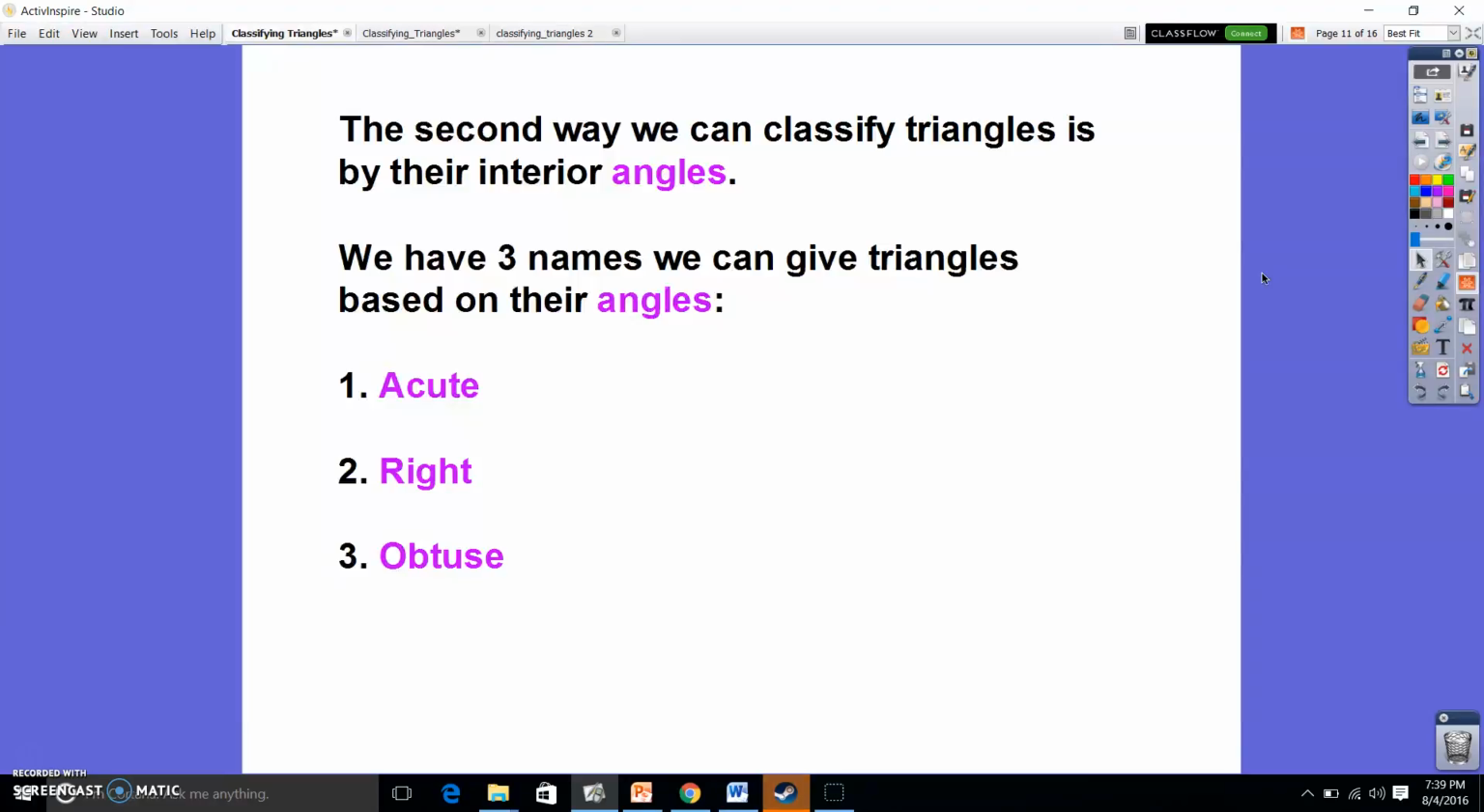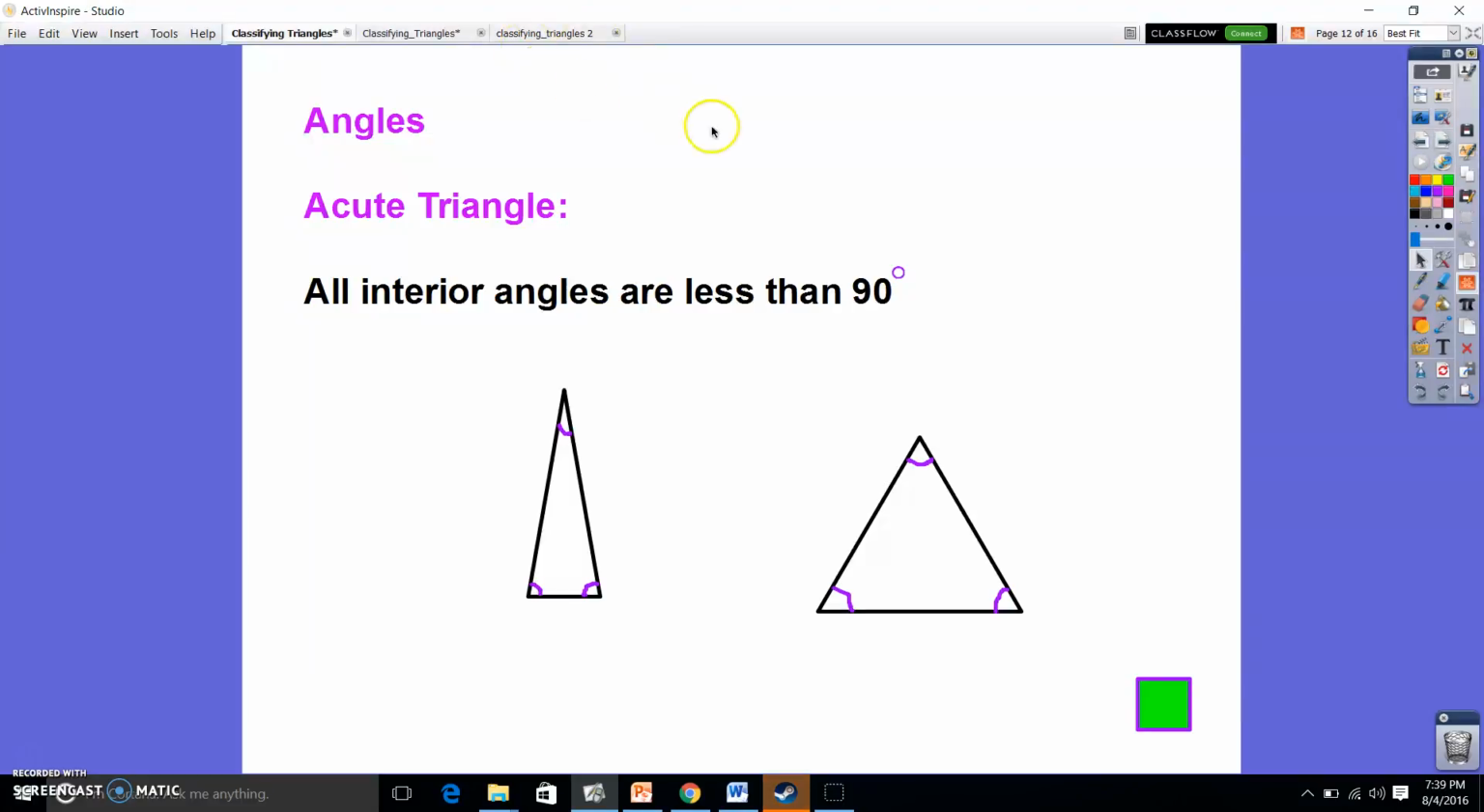The second way we can classify triangles is by their interior angles. We have three names that we can give triangles when we classify them by their angles. We can call them acute, we can call them right, or we can call them obtuse. In an acute triangle, all interior angles are less than 90 degrees, which means they're smaller than the corner of your Post-it note if you were to stick it in there. They're smaller than a 90-degree angle. All three must be smaller than 90 degrees.